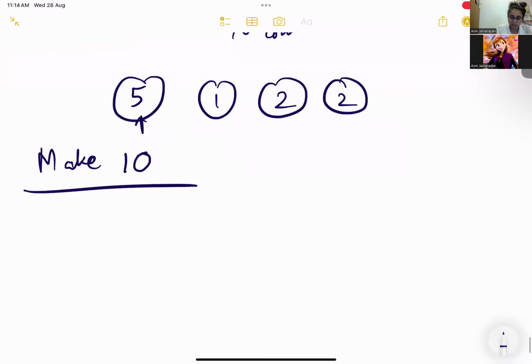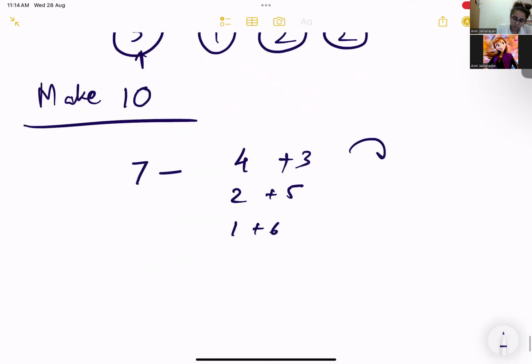After the child is comfortable in making tens, you have to double check on their number bonds, okay? That how can they make 7, a 4 and a 3 is a 7, a 2 and a 5 is a 7, a 1 and a 6 is a 7, and it works both ways, which is known as the commutative property. Okay, so 3 plus 4 is similar to 4 plus 3. 2 plus 5 is similar to 5 plus 2, 6 plus 1.